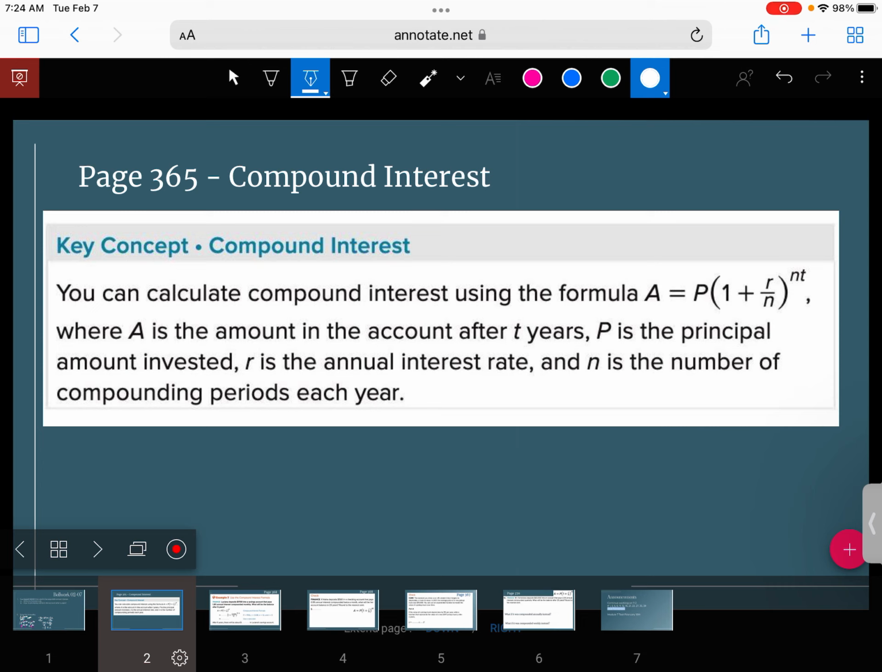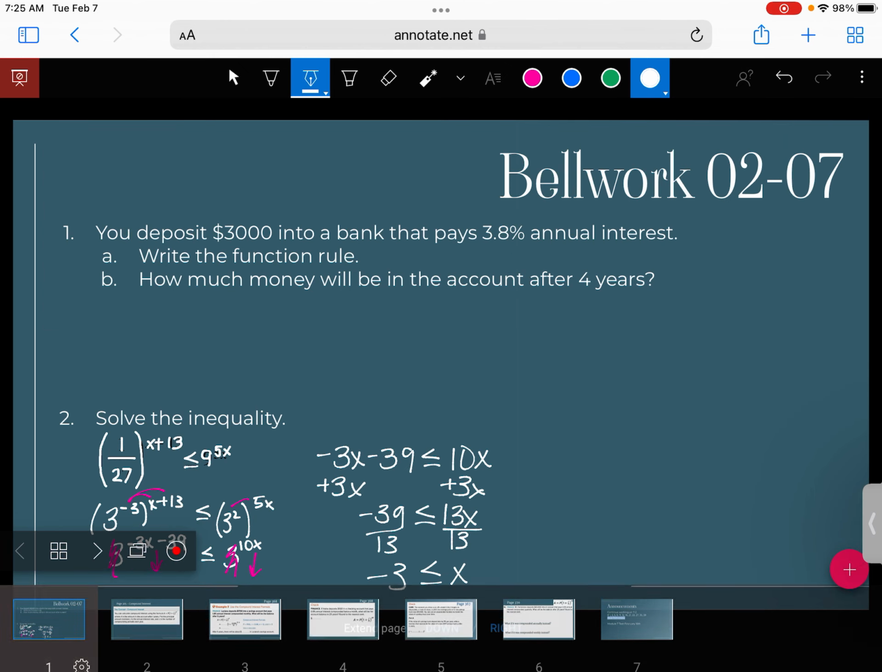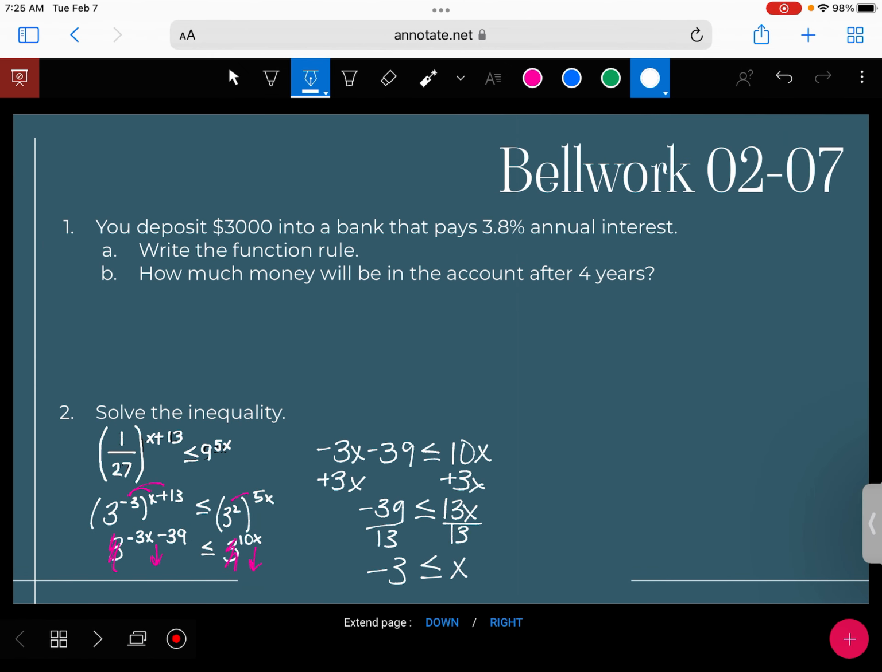So if you have your bell work still, we'll continue to refer back to this, but we'll actually solve it later. But looking at your bell work problem, which I just put back up, what do you think? Yeah, what do you think t would be? Reading through this, t is the amount of years. What do you think t would be?